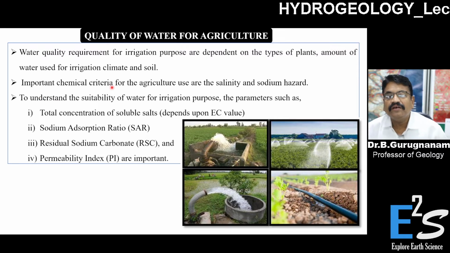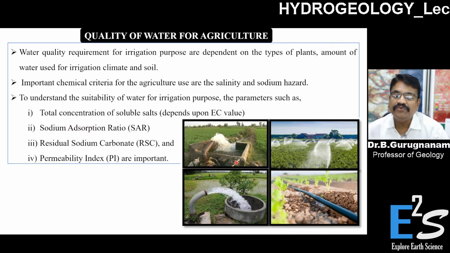Important chemical criteria for agriculture use are salinity and sodium hazard. These two are so important, salinity and sodium hazard. And to understand the suitability of water, there are many parameters, of which we will concentrate on the total concentration of soluble salts, which depends upon the EC value, sodium adsorption ratio (SAR), residual sodium carbonate (RSC), and permeability index. These four factors are important for the purpose of agriculture.